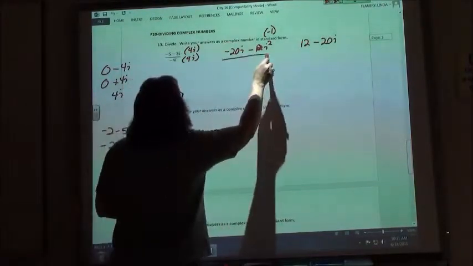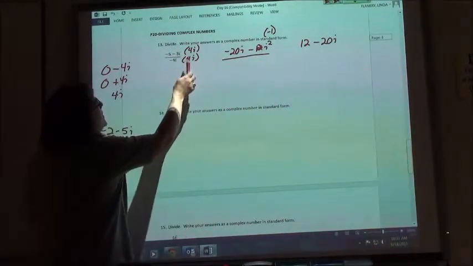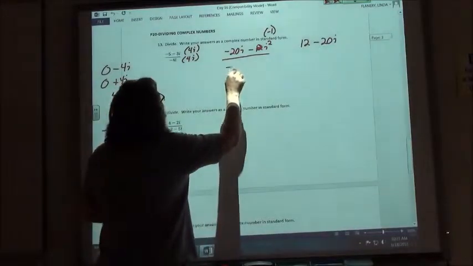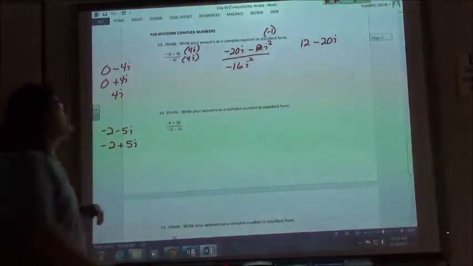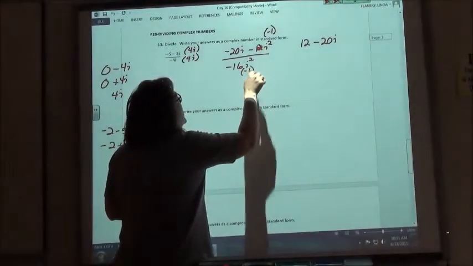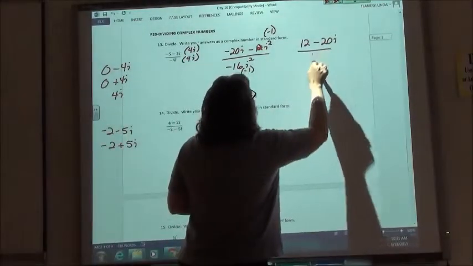On the bottom, negative 4i times positive 4i is negative 16i squared. And again, we're going to put in the negative 1, and so a negative times a negative is going to make that a positive 16.